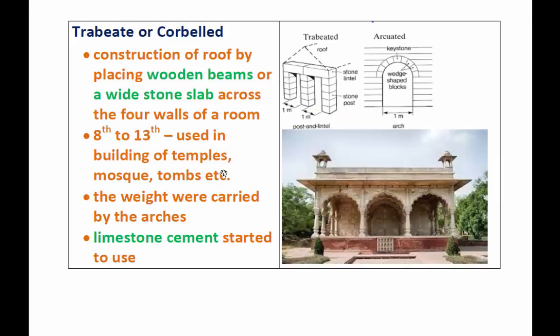Before we go into the details, I also would like to make sure what a trabeate or corbel is. During the 8th to 13th century, the construction of roofs usually used a wooden beam or a stone slab placed across the four walls of a room. You can see from the diagram right here, this is the beam. It could be a wooden beam or a stone slab that is placed across the four walls, on top of the wall, and used as a roof. This is what we call a trabeate or corbel.